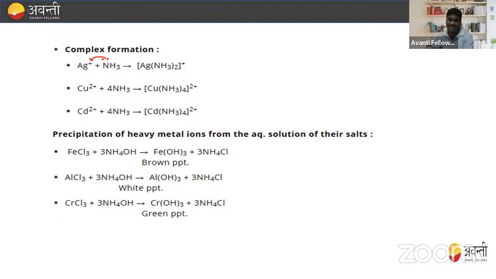Whenever aluminium chloride is treated with ammonium hydroxide, it will form which type of precipitate? Yes, it will form a white precipitate. But when chromium chloride is treated with ammonium hydroxide, it will form a green precipitate. So always remember this thing. It will form a green precipitate.